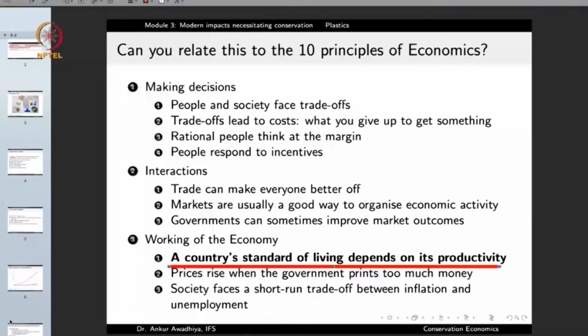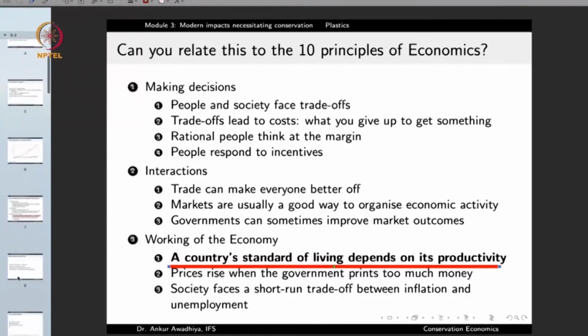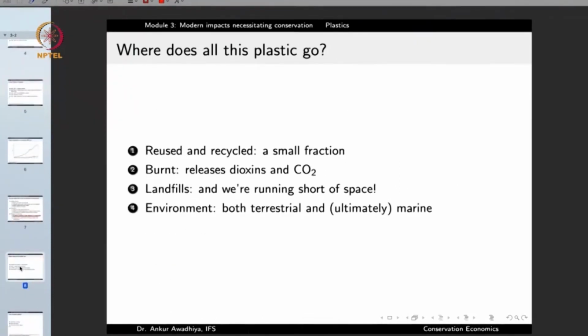It was easy to produce. The raw materials that it required were easily accessible: petroleum and petroleum products. They are easily available. They are cheaply available. And the technology to make plastics is also very simple. And so the plastics were produced in a very large quantity, and soon we have plastic all around us. Now the question is, where does all this plastic go?